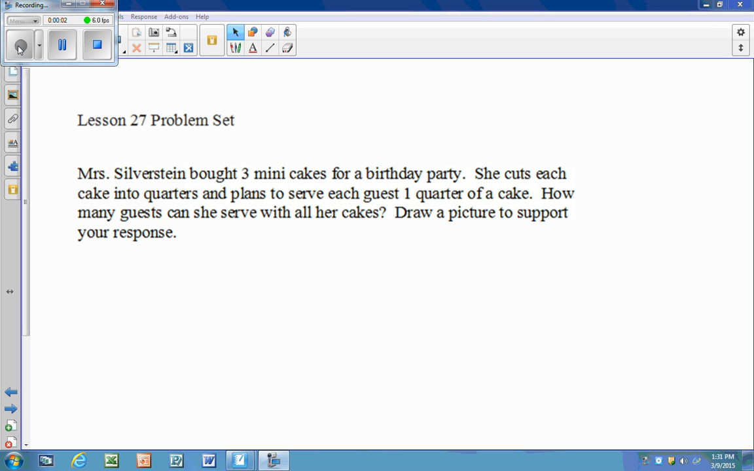This is Module 4. This is going to be Lesson 16, solving some word problems. Mrs. Silverstein bought 3 mini cakes for her birthday party. She cuts each cake into quarters and plans to serve each guest 1/4 of the cake. How many guests can she serve with all of her cakes?